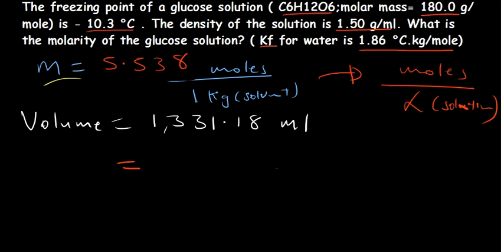So that can be taken to liters by dividing by 1,000. So we have 1.331 in liters. So we have our volume in liters. I believe we are now able to look at the number of moles. So our number of moles were what?